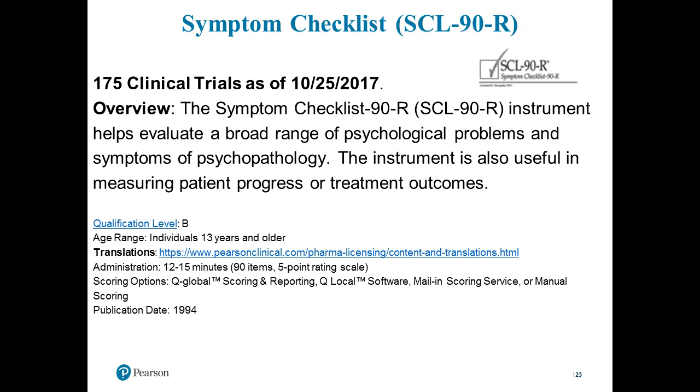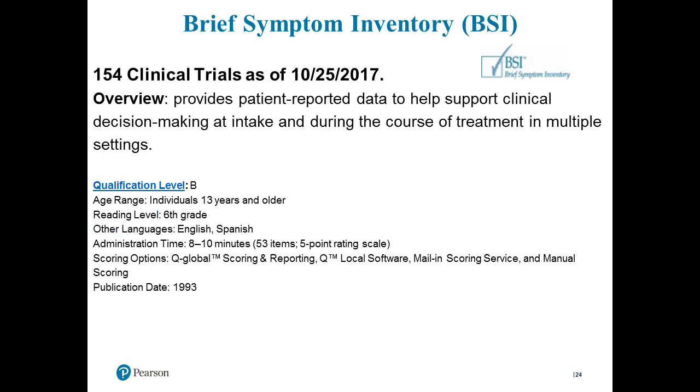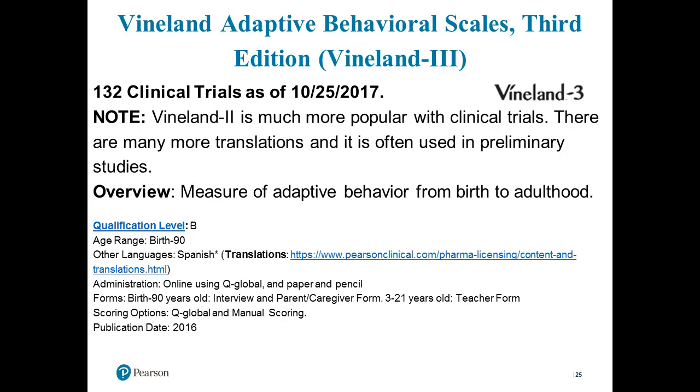175 with a symptom checklist for children. I'm sorry, symptom checklist not for children. So it's going to look at a broad range of psychological problems and symptoms of psychopathology. And you see the age range 13 and up. This is a similar type of test, brief symptom inventory. And these are basically rank ordered in terms of the number of clinical trials based upon the tool that I used, that I talked about. Provides patient-reported data to help support clinical decision-making and intake in the course of treatment in multiple settings.